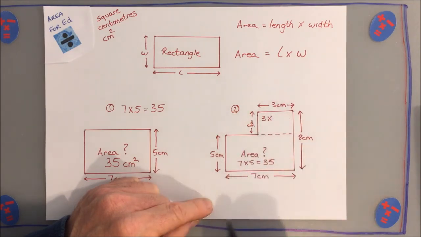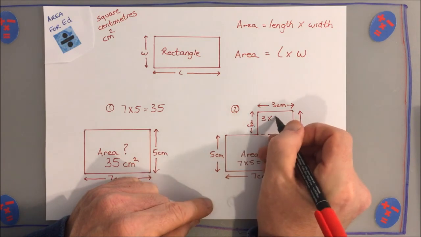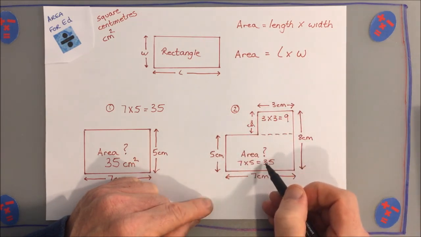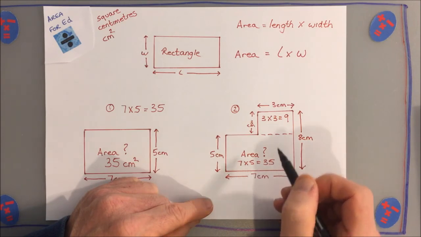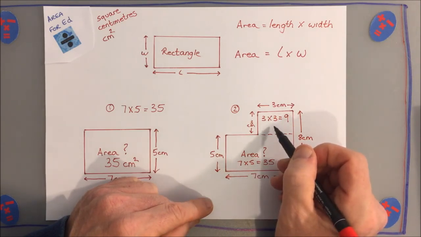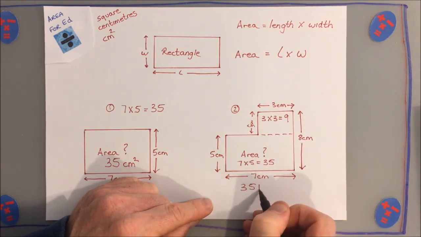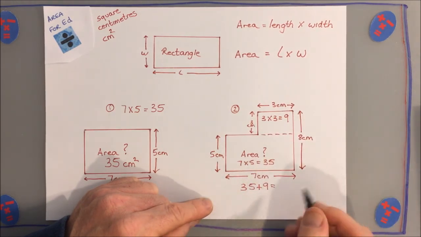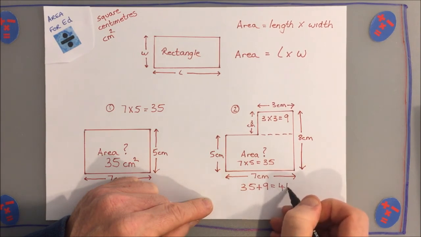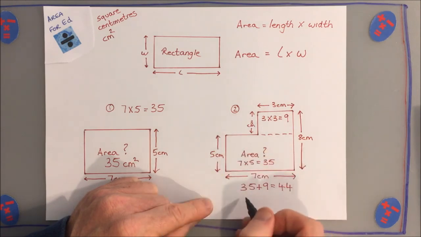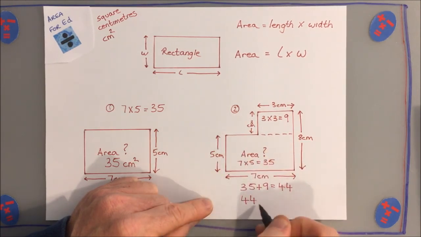Okay, this is 3 centimetres, and this just shows you that the formula works for rectangles and squares because 3 times 3 equals 9. So the area of the big rectangle is 35. The area of the small rectangle, which is actually a square, is 9. If I add those 2 things together now, that will give me the area of the whole shape, which is 44. Let's use the units. It's going to be 44 square centimetres.